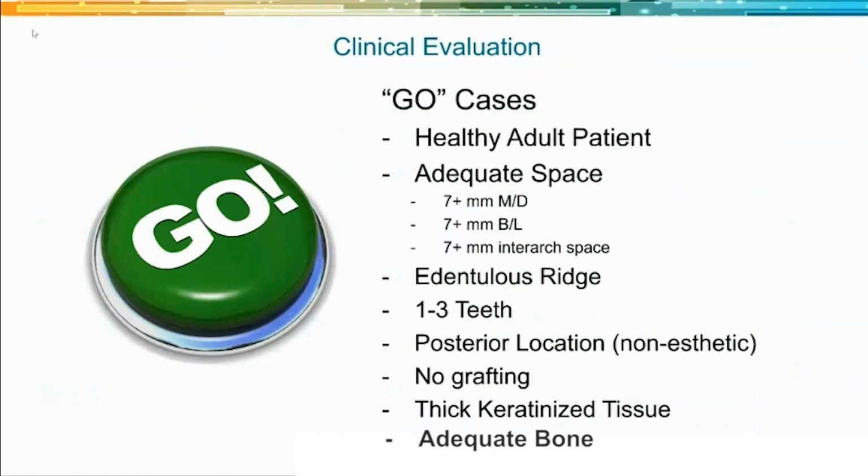If you don't have any grafting involved, either hard tissue or soft tissue grafting, again, a good place to start. If you have thick keratinized tissue and it's not a thin tissue biotype, that's a great place to start. And adequate bone, if you're not having to do any ridge augmentation or bony augmentation. These are all great cases for those people who are early on in their implant journey.